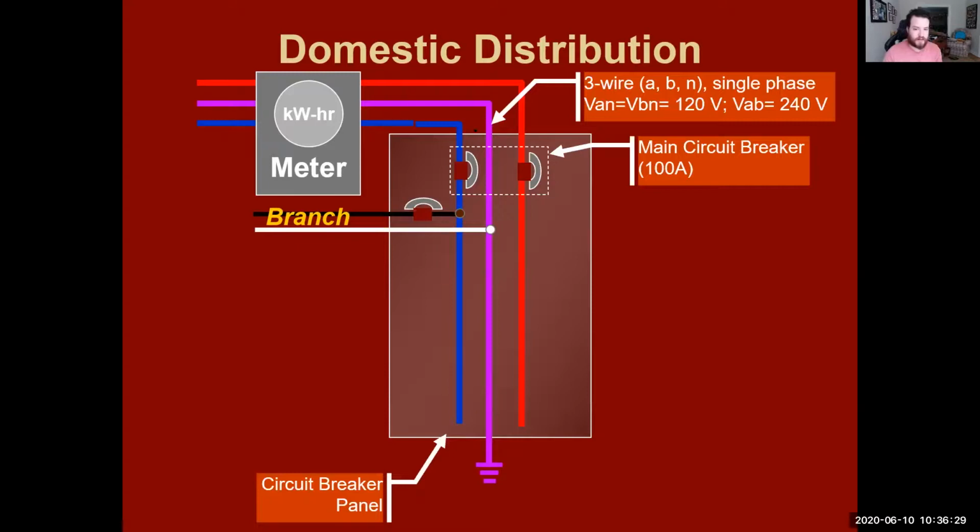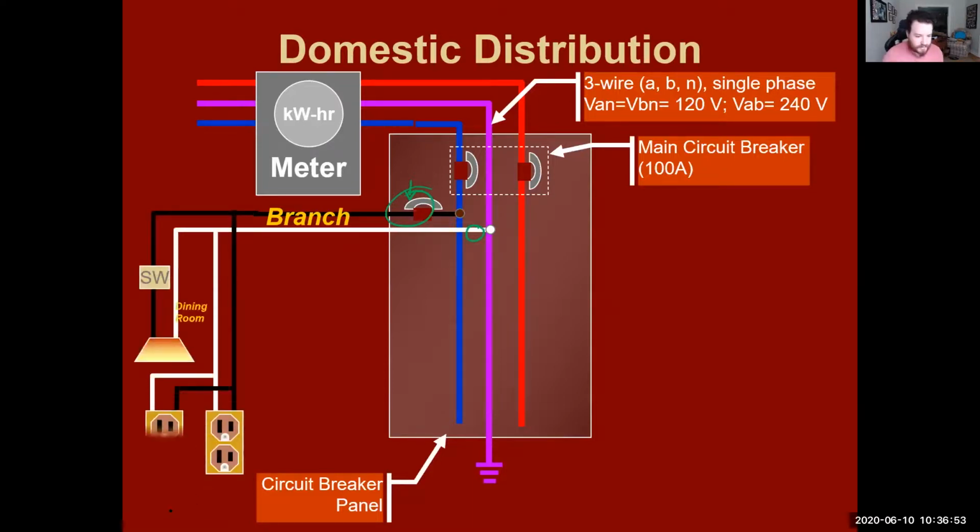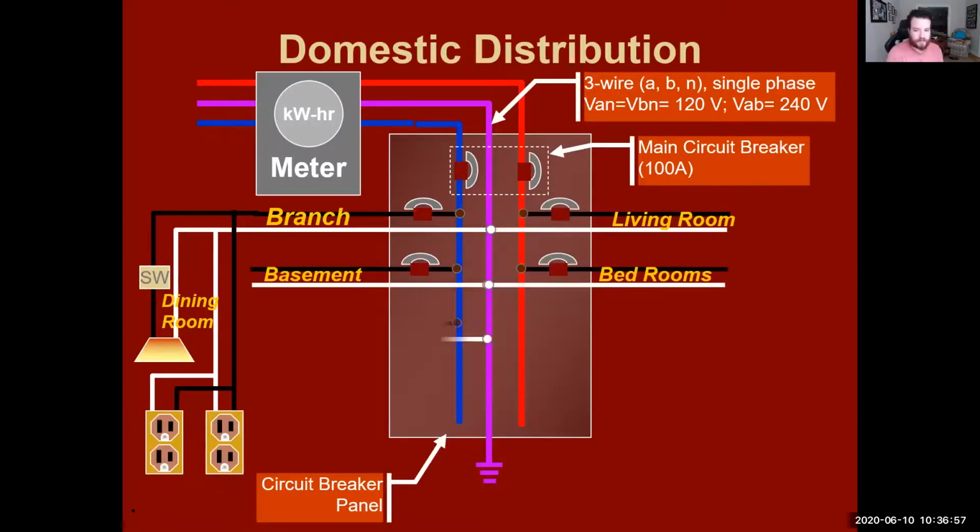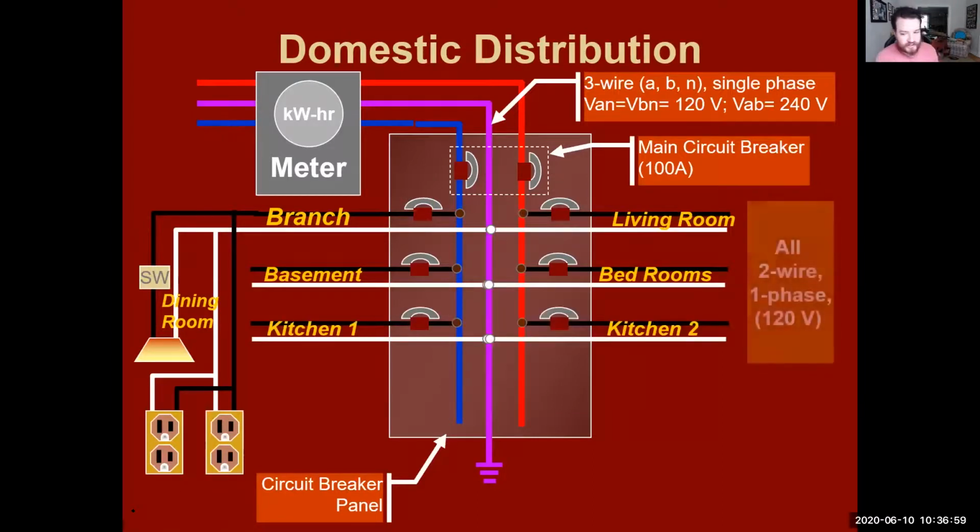So now we have our main circuit breaker. We're going to branch off of that. So if you have one going to your kitchen, you have one going to your bathroom, your refrigerator, washing machine, everything like that is going to have its own separate branch and its own separate circuit breaker. All right. And each branch is going to have a live wire and each one's going to have a ground. So this will be like a lighting circuit for the dining room. And then you can go to your living room, your bedrooms, basement, kitchen.